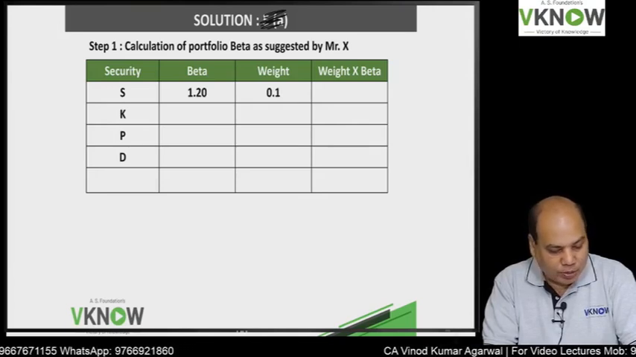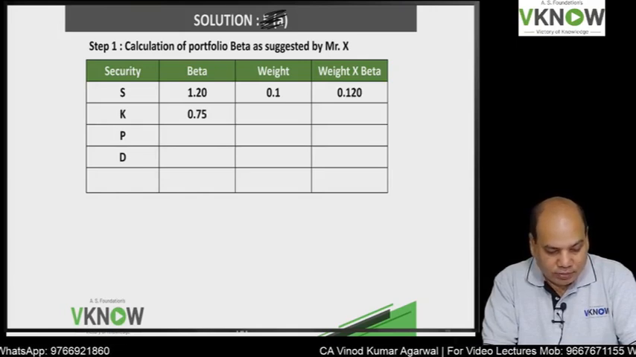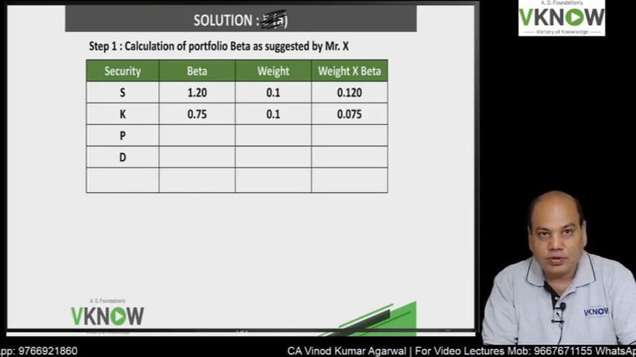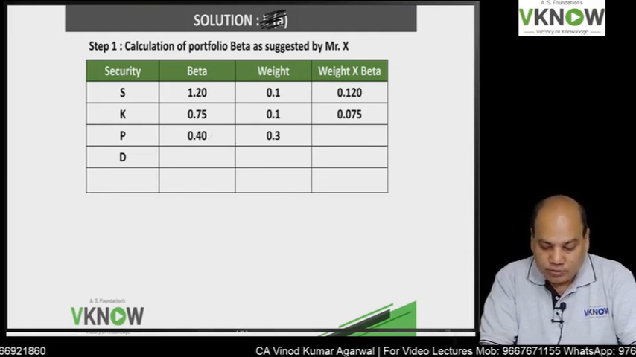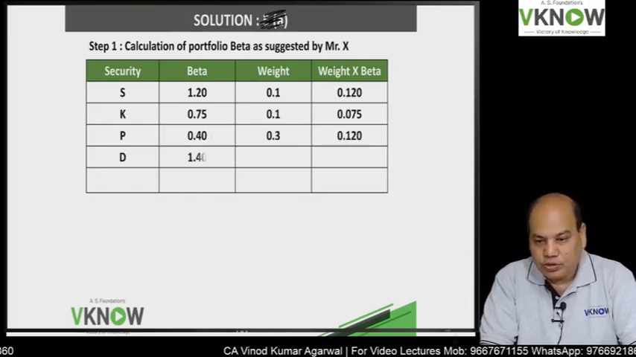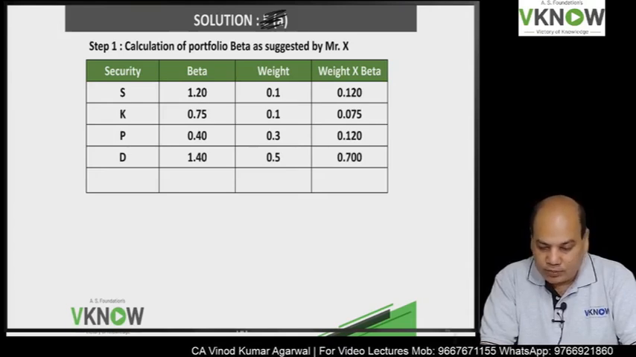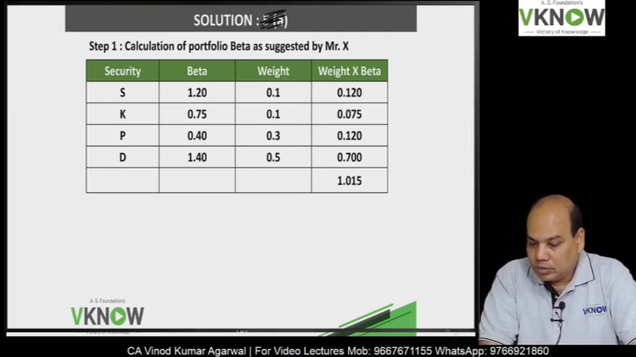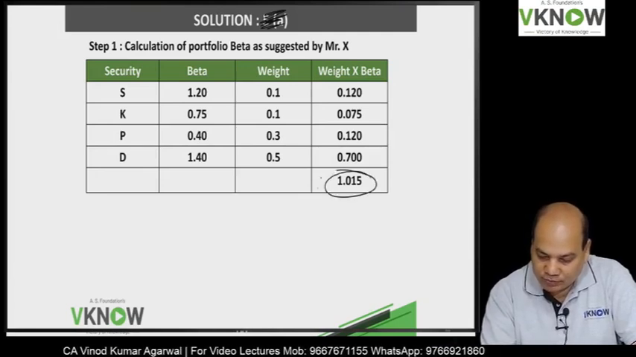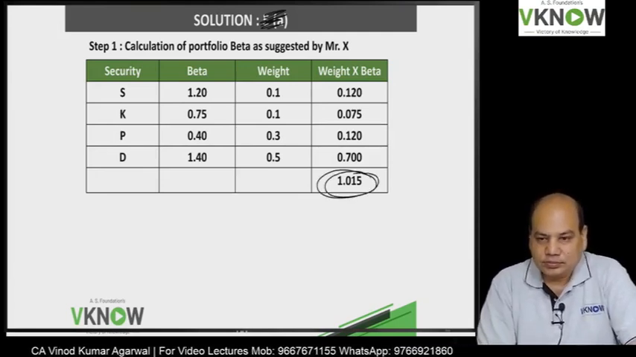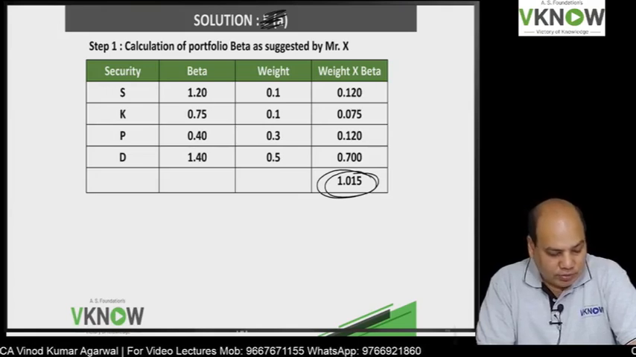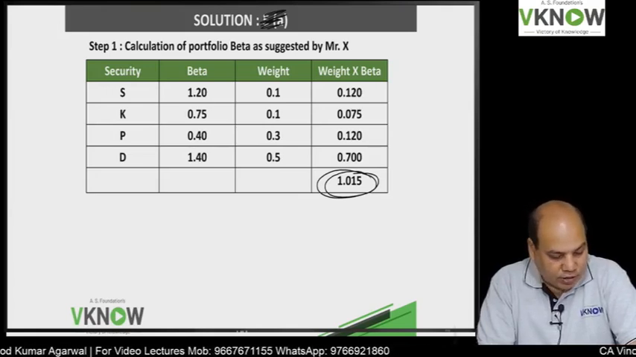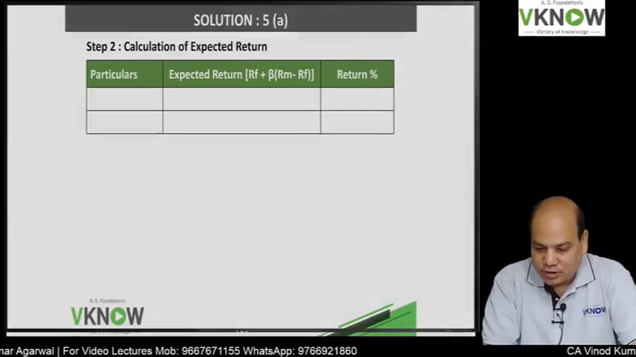After writing the security, write the beta given in the question. Weight is given 10%, 0.1. Multiply. 0.75, 0.10, 0.075, 0.40, 0.3, 0.120. Correct? 1.4, 0.5, 0.7. Anybody, total of the last column? 1.015. So I will require this for the next 3 answers. Portfolio beta is 1.015. Sidana got it right. Very good. You seem to be a hard working chap.